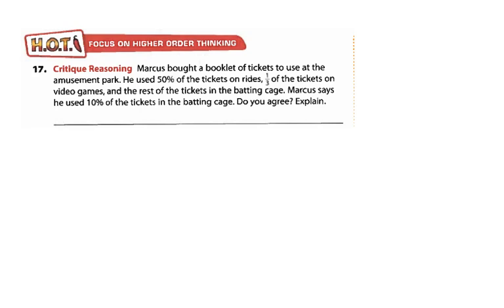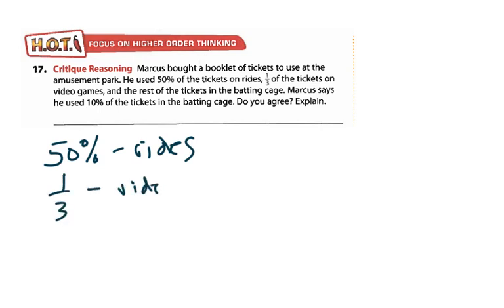I'm sorry, let's read that again. Marcus bought a booklet of tickets to use at the amusement park. He used 50% of the tickets on rides. So I'm going to write that down. 50% went to rides. 1/3 of the tickets went to video games.